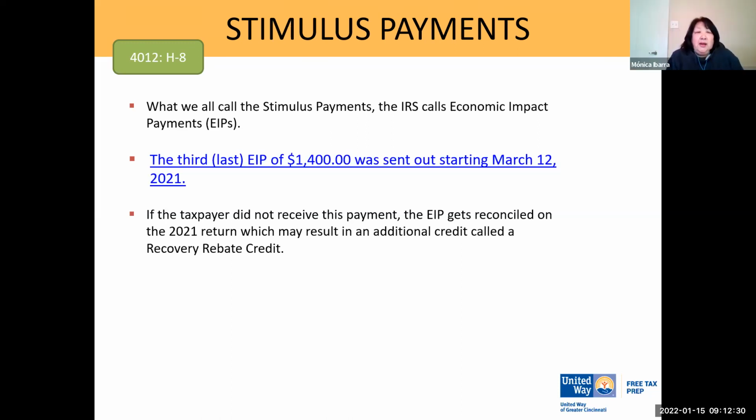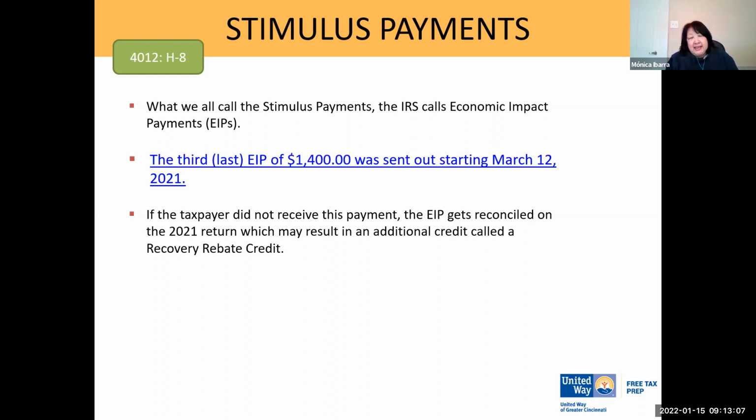Okay, so you'll see in the upper left-hand corner, there's a little green box that has 4012, and then it will refer to a page. And so that is where you can find the information on, in this example, stimulus payments. So all the way through, it'll be there, or in just one case, it'll be on the slide itself, next to the issue itself. So stimulus payments. Stimulus payments are what we call them. The IRS calls them economic impact payments, or EIPs.